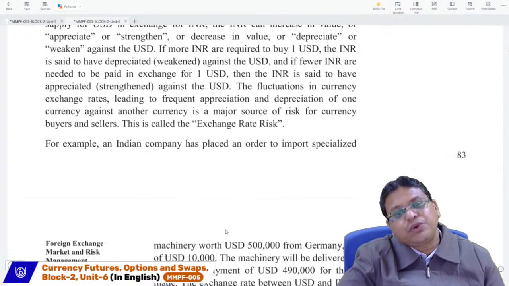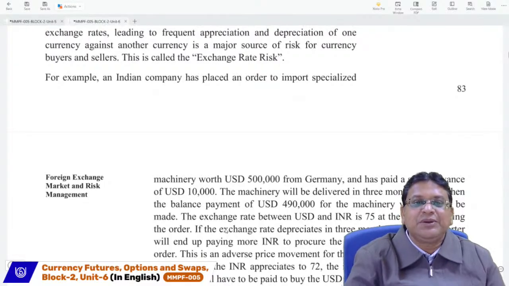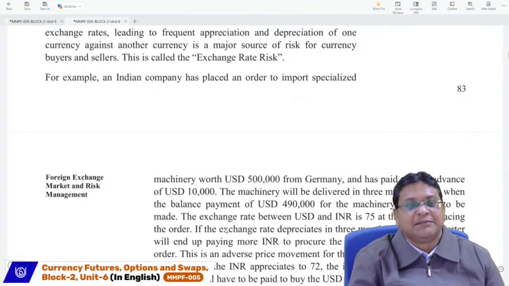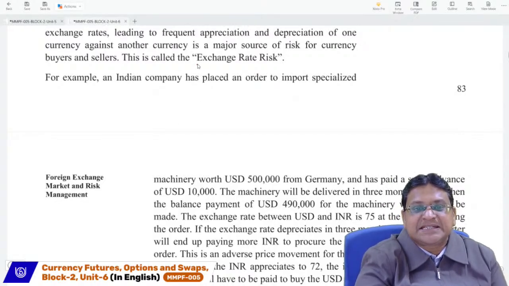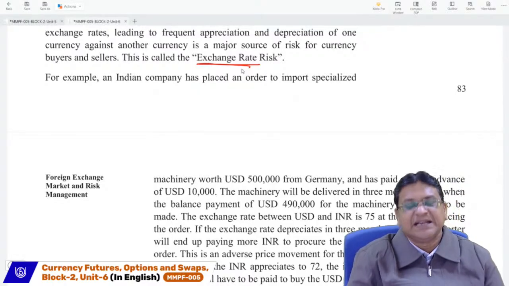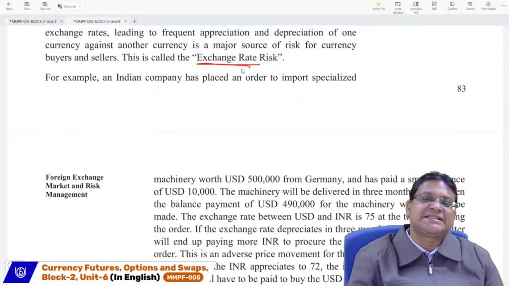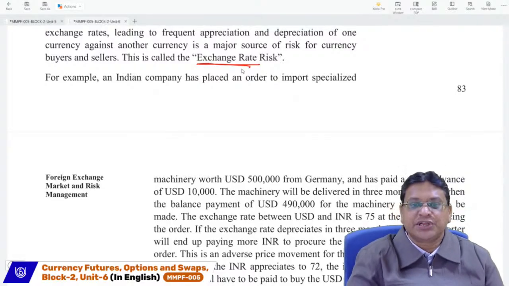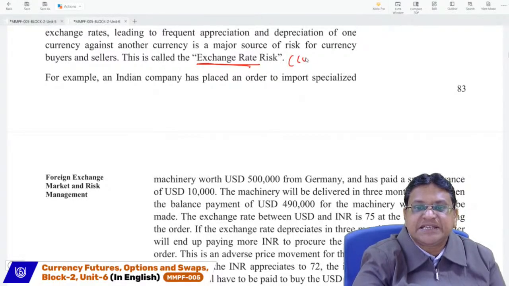If there is fluctuation in the value of the currency, it will give a risk for importer and exporter. That risk is known as exchange rate risk. So what is the exchange rate risk? The exchange rate risk is the risk which is faced by both importer and exporter of a country due to fluctuation in its exchange rate. That is known as exchange rate risk, or it is also known as currency risk.